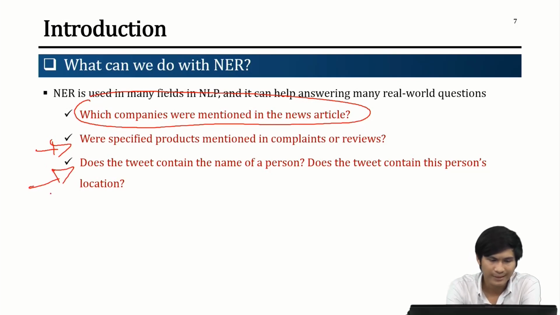Next, does the tweet contain the name of a person? And does the tweet contain this person's location? This is to detect the name of a person as well as their location, who they are and where they are at that moment. These are really useful pieces of information in case we want to find out something about a particular place or a particular person.